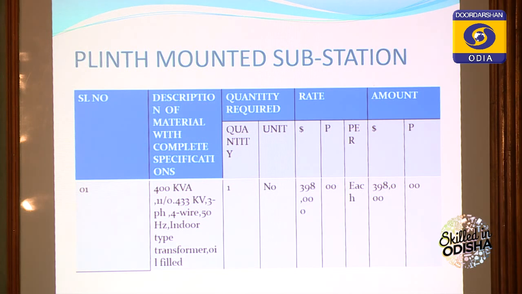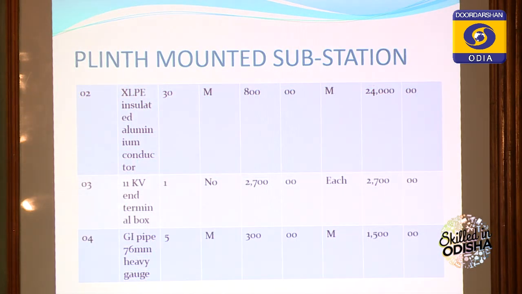The transformer required is 400 kVA, 11 by 0.433 kV, 3 phase, 4 wire, 50 hertz, indoor type, oil filled transformer. Here also the transformer cooling is by oil. Next, 11 kV end terminal box, one terminal box required, it costs 2700, and accordingly GI pipe is also used here as in the case of pole mounted substation. So GI pipe having 76 mm heavy gauge, 5 meter is required.